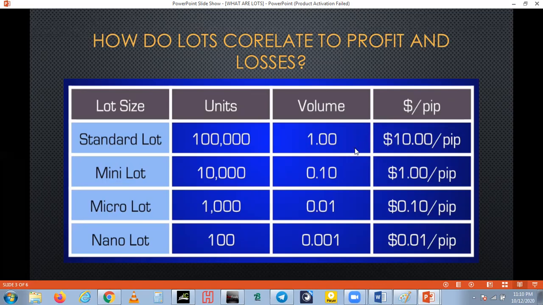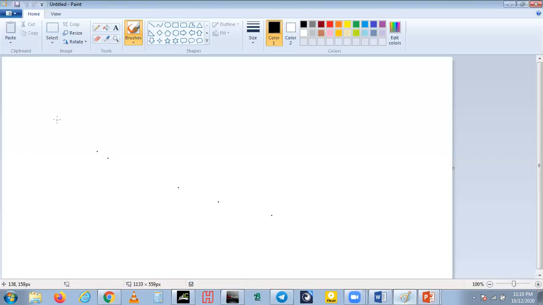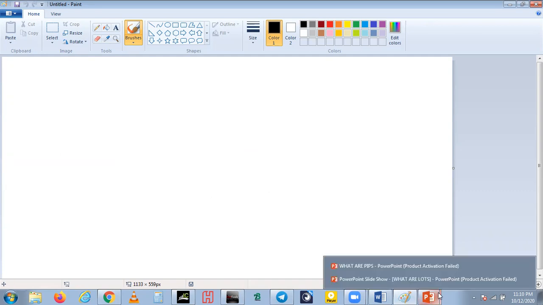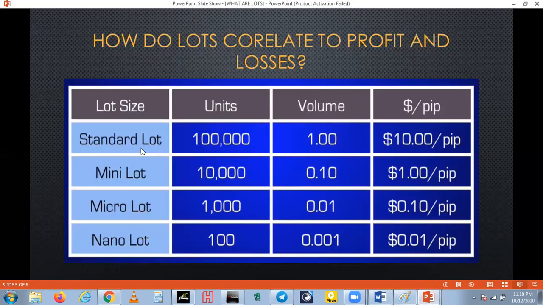So, for example, remember we said standard lot is 1.00, which gives us $10 per one pip. So if you have 2.00, that will be $20 per one pip. If you have 3.00, that will be $30 per one pip. What if you have 5.00 and you're going for 10 pips?